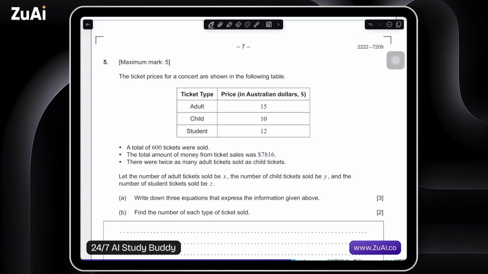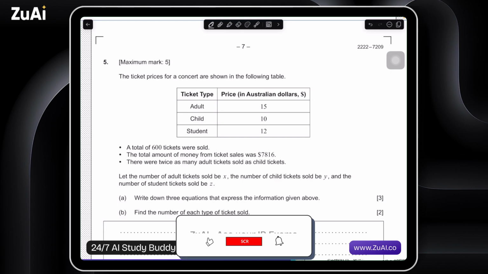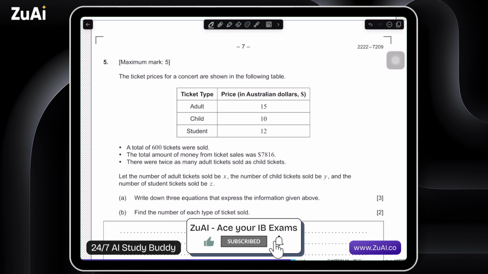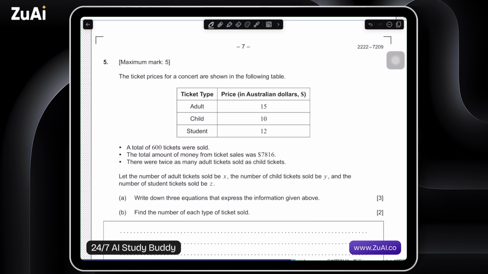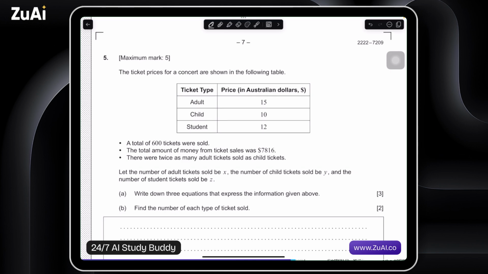Question number 5. The ticket prices for a concert are shown in the following table. Tickets for an adult are $15, child are $10, and student is $12. A total of 600 tickets were sold. The total amount of money from the ticket sales was $7,816. And there were twice as many adult tickets sold as child tickets. Let the number of adult tickets sold be X, the number of child tickets sold be Y, and the number of student tickets sold be Z. Write down 3 equations that express the information given above.